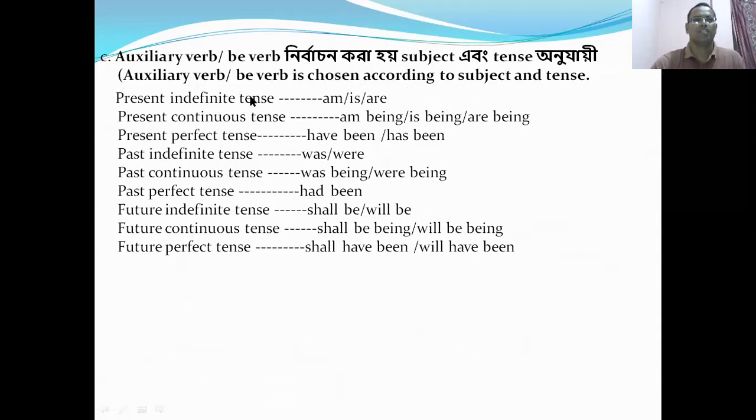If we get present indefinite, then the auxiliary verb will be am, is, are. Present continuous: am being, is being, are being. Present perfect: have been, has been. Past indefinite: was, were. Past continuous: was being, were being. Past perfect: had been. Future indefinite: shall be, will be. Future continuous: shall be being, will be being. Future perfect: shall have been, will have been. In this way, we will use auxiliary verb after subject.